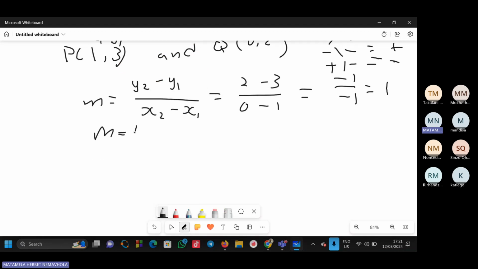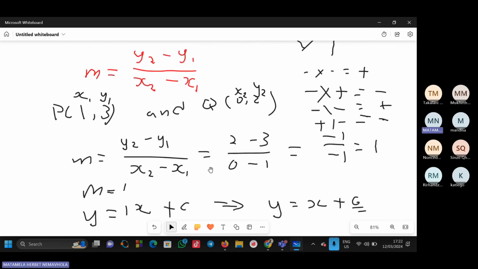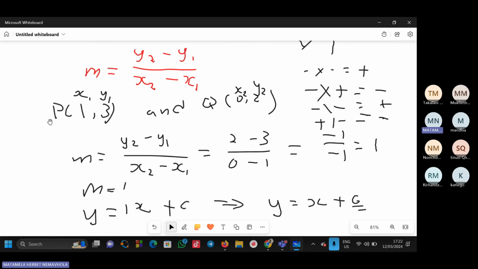equals 1. So we can rewrite our equation y equals mx plus c, we can substitute 1, then we're going to have y equals 1x plus c, which you can rewrite as y equals x plus c. So now we have the problem of finding the c. To find c, you can use any point between P and Q. You can decide to use P, you will still get the same value, or use Q, you will get the same value. So I'm going to use Q.